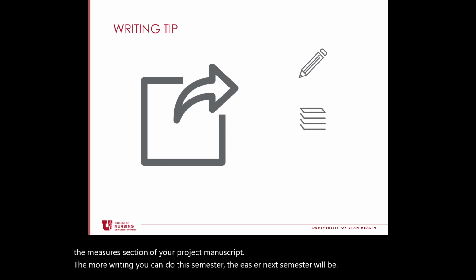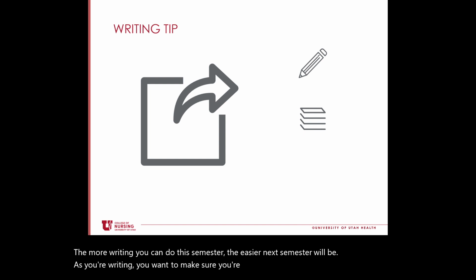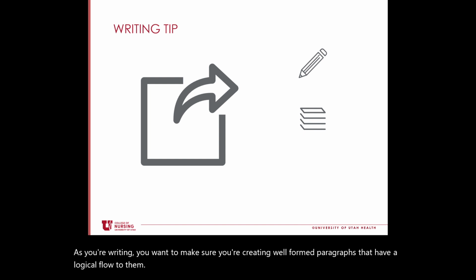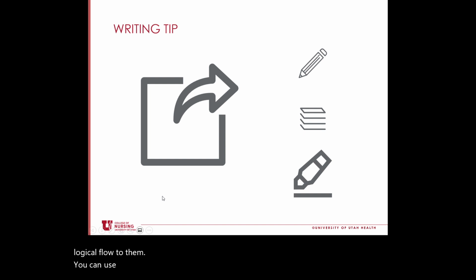As you're writing, you want to make sure you're creating well-formed paragraphs that have a logical flow to them. You can use reverse outlining to check the quality of your paragraphs and the flow and ordering.